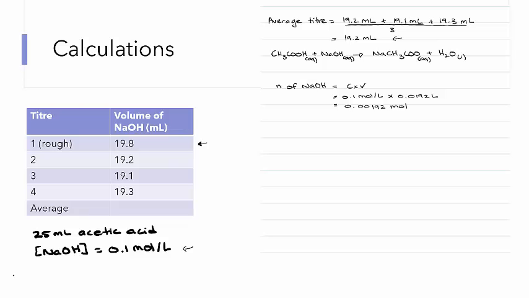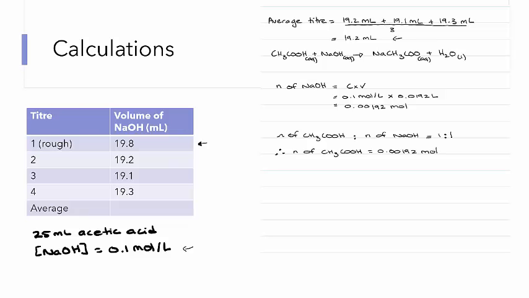Now we go back to our equation and we can see that acetic acid and sodium hydroxide react in a 1-to-1 ratio. So therefore the number of moles of acetic acid must also be 0.00192.